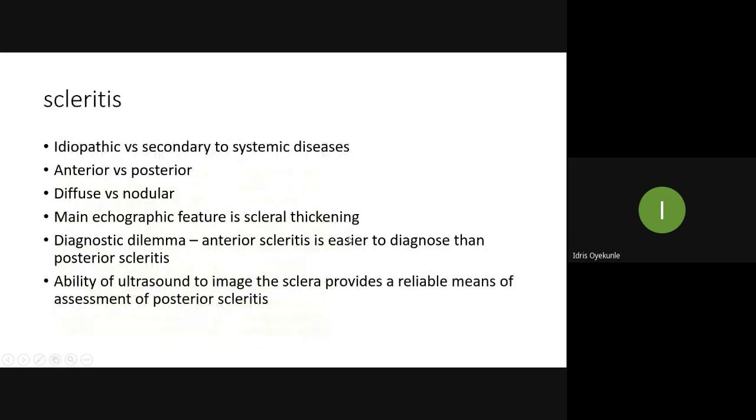In scleritis, you know that it can be diffuse or nodular, anterior or posterior. The main echographic feature that is seen is scleral thickening. There's a diagnostic dilemma: anterior scleritis is easier to diagnose clinically, but posterior scleritis is difficult. So the use of ultrasound to image the sclera provides a very reliable means of assessment in patients who have posterior scleritis.